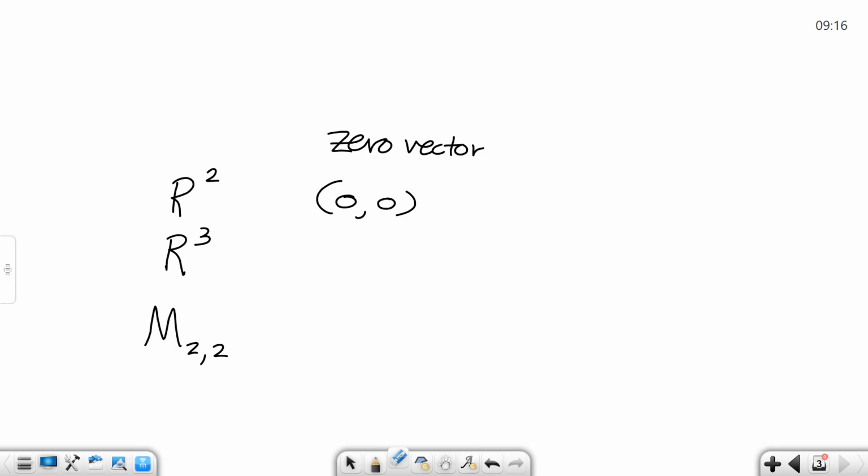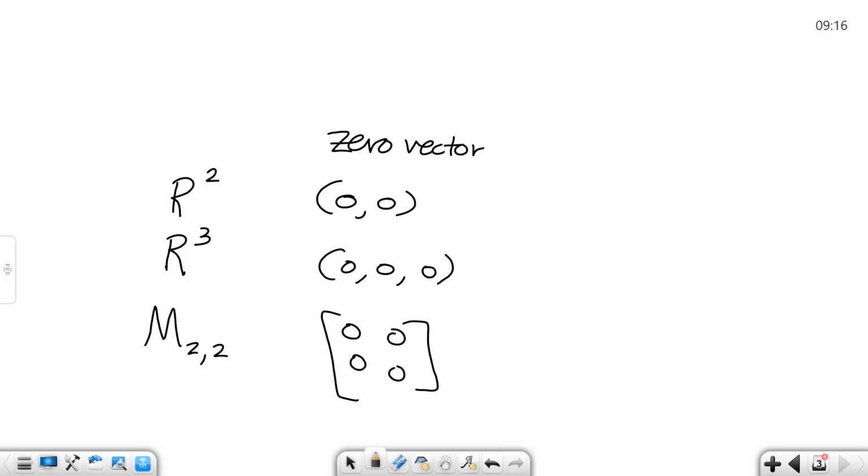Okay, so I could ask you the 0 vector for R3. Well, this is how it would look. I could ask you the 0 vector for M22. That's how it would look. Okay, so those are really good short answer questions. I could also ask you an additive inverse.